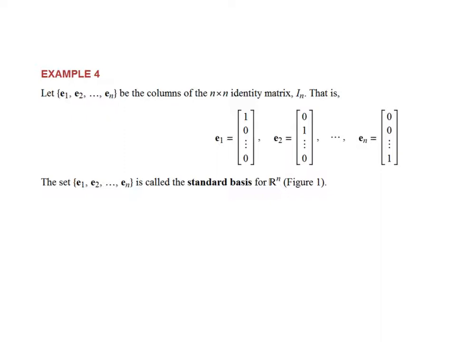So in R3, let me write this a little bit more formally. In R3, the set i hat, j hat, k hat is the standard basis for R3. 1 0 0, 0 1 0, 0 0 1, called the standard basis.